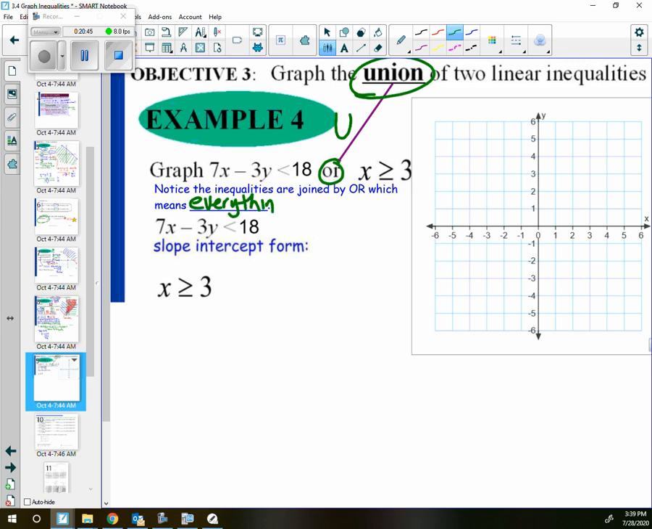It means it's either in this one or it's in that one. All of that is going to be the solution. So it's everything. Everything that you shade for each one becomes the complete solution for this entire part. All right, so I'm going to go ahead and do both pieces here.